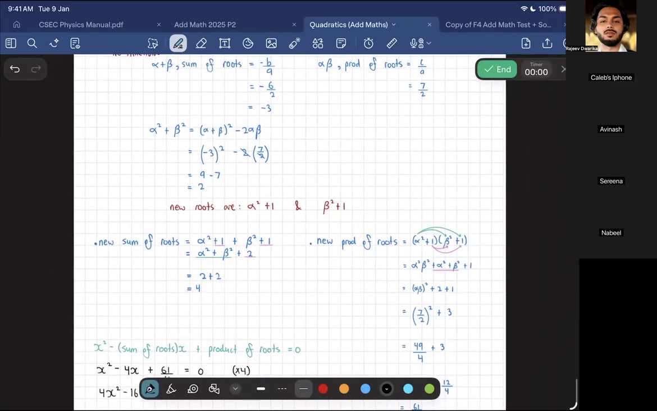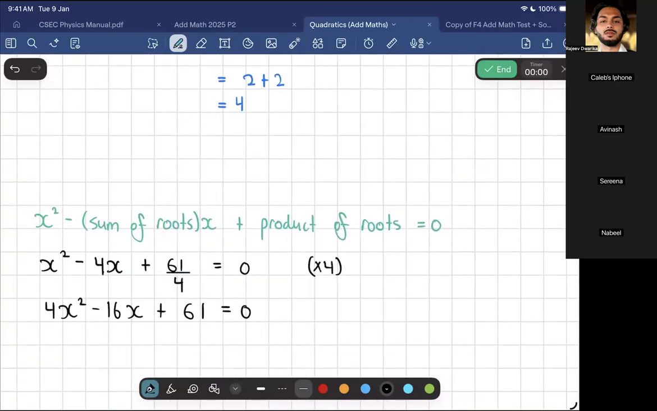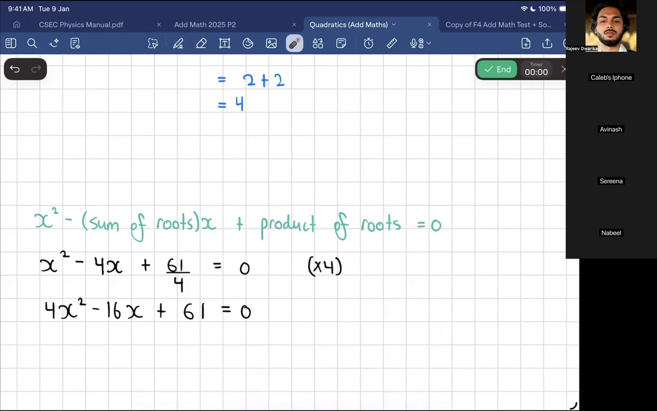So once you have a new sum and a new product, all you have to do is plug it into this. And if you want to get rid of the fraction, just multiply by the number in the denominator. Question, guys. If I have, let's just say, minus 4x all over 3, what would I have to multiply by instead to get rid of all of the fractions? Does anybody know? Right, you'd have to multiply by 12, because 12 is the lowest common multiple between 3 and 4, meaning that 3 could go into 12 and 4 could go into 12 to give you a whole number. Great.